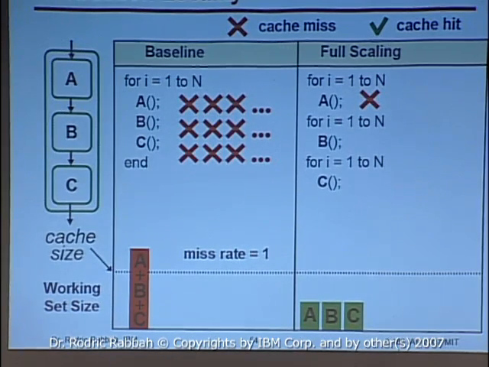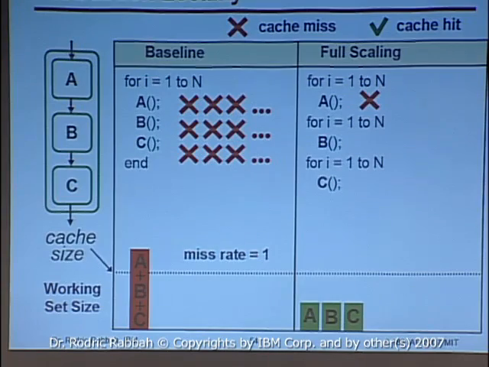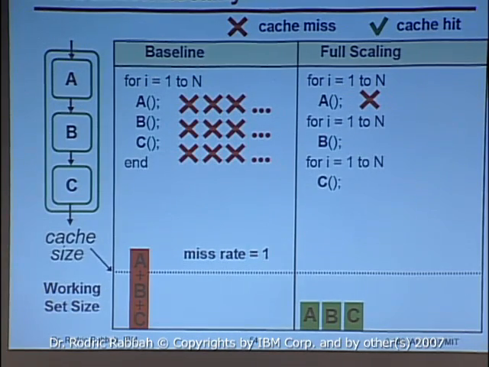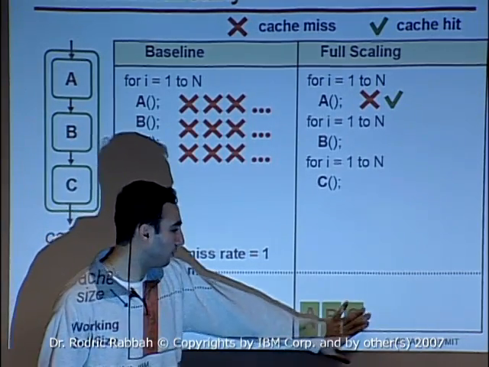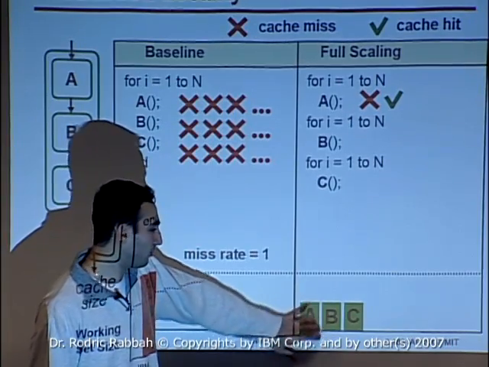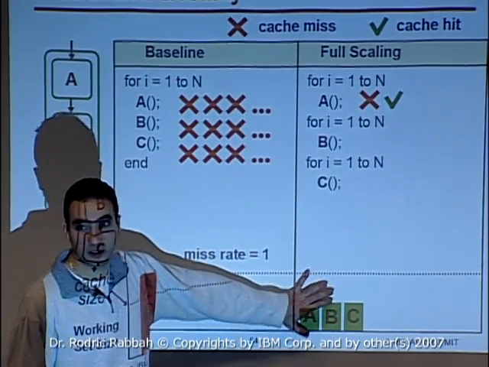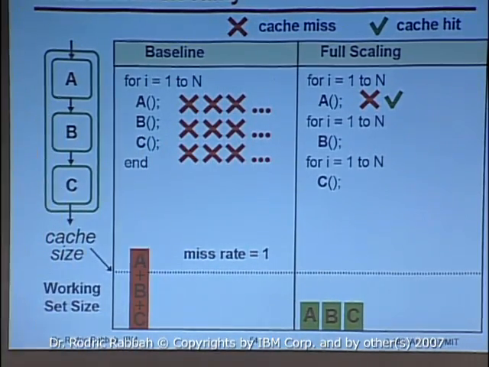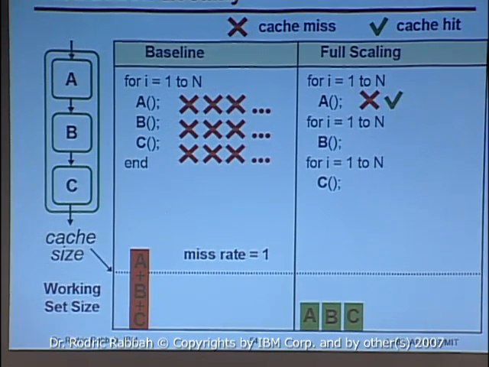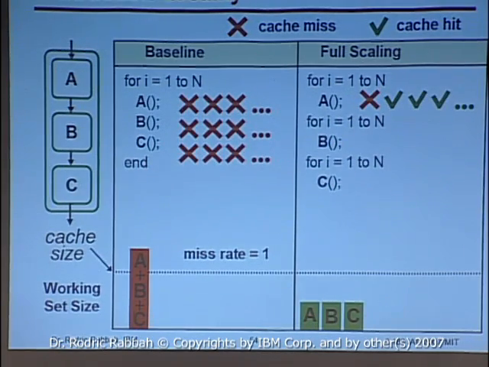And then the second time? It'll be a hit, right? Because I brought in A. I haven't run B or C yet. The number of instructions I need for A is smaller than what I can fit into the cache. So that's great. Nothing gets kicked out. So every one of those iterations for A becomes a hit. So that's good. I've improved performance.